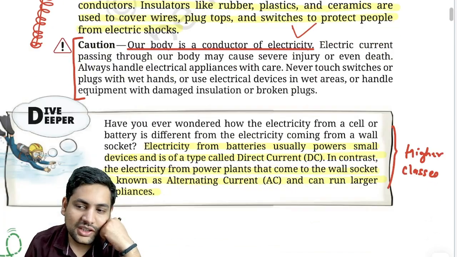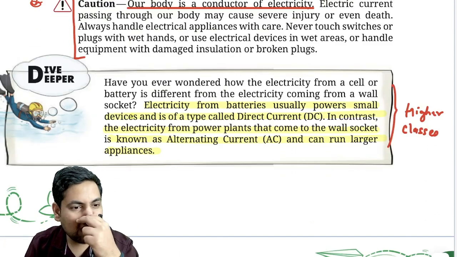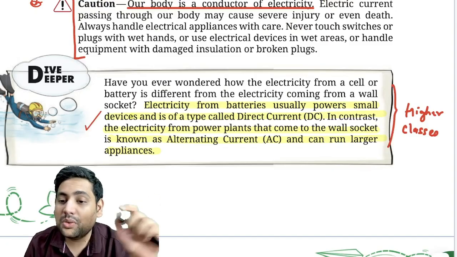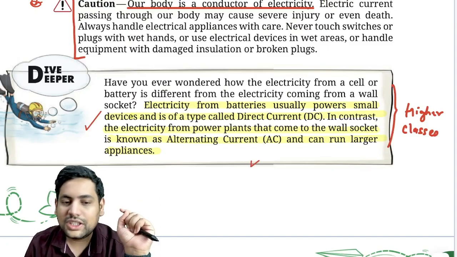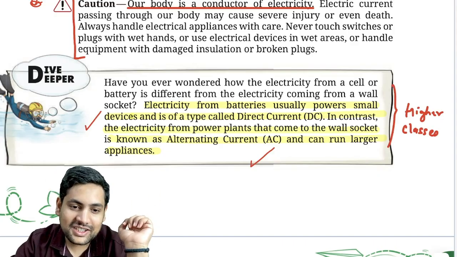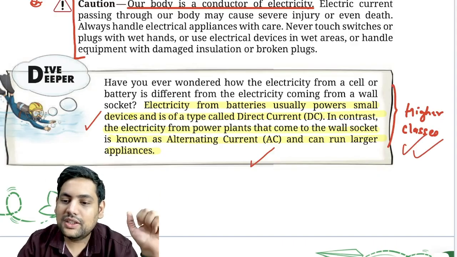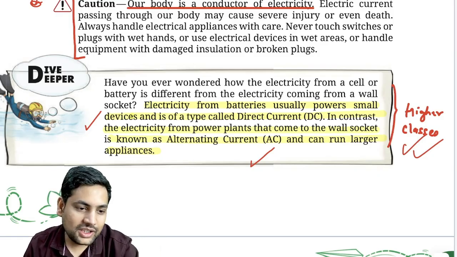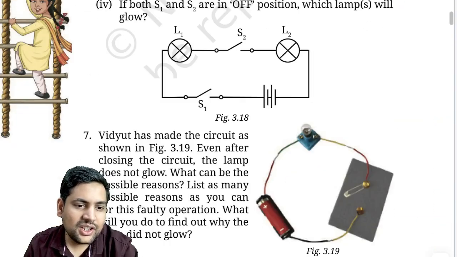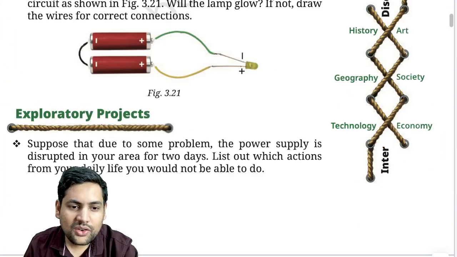Then it talks about two kinds of currents. There are some batteries which use direct current, and the current that you get in wall sockets is called alternating current. The real difference between them we'll read in higher classes. There is a proper difference between direct current and alternating current. Then it just summarizes this very simple chapter for us.